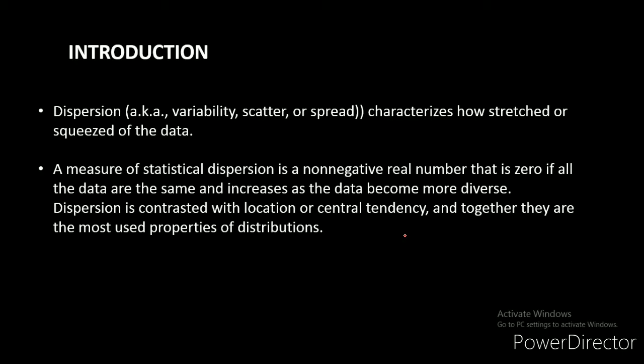The measure of statistical dispersion is a non-negative real number that is 0 if all the data are the same, and increases as the data become more diverse. Dispersion is contrasted with location or central tendency, and both of these together are the most used properties of distributions.